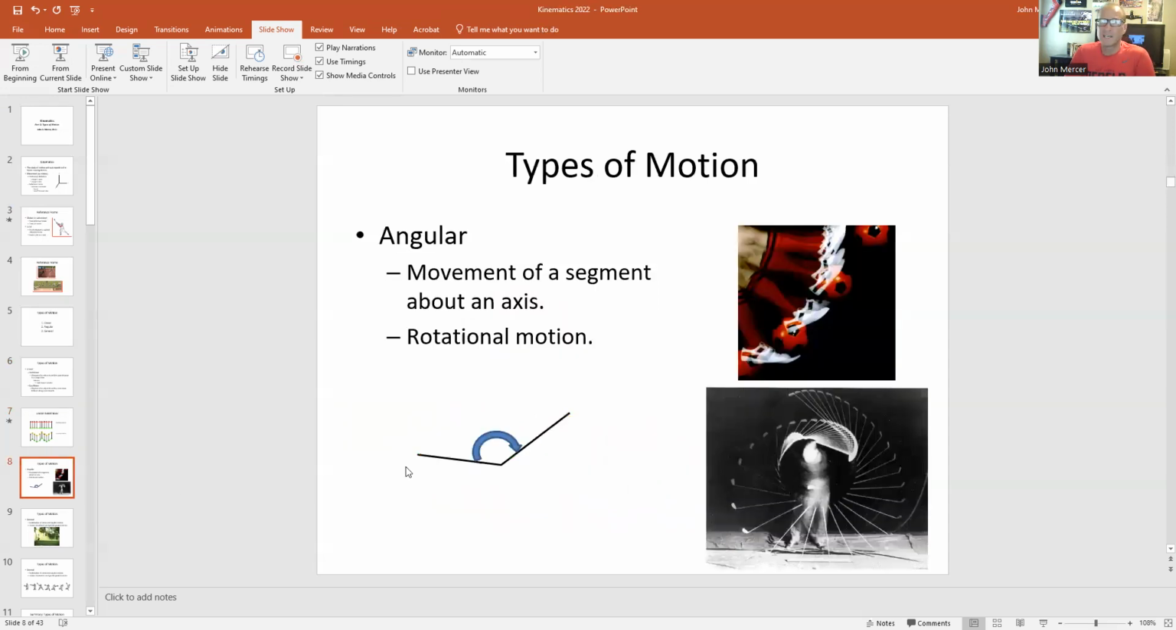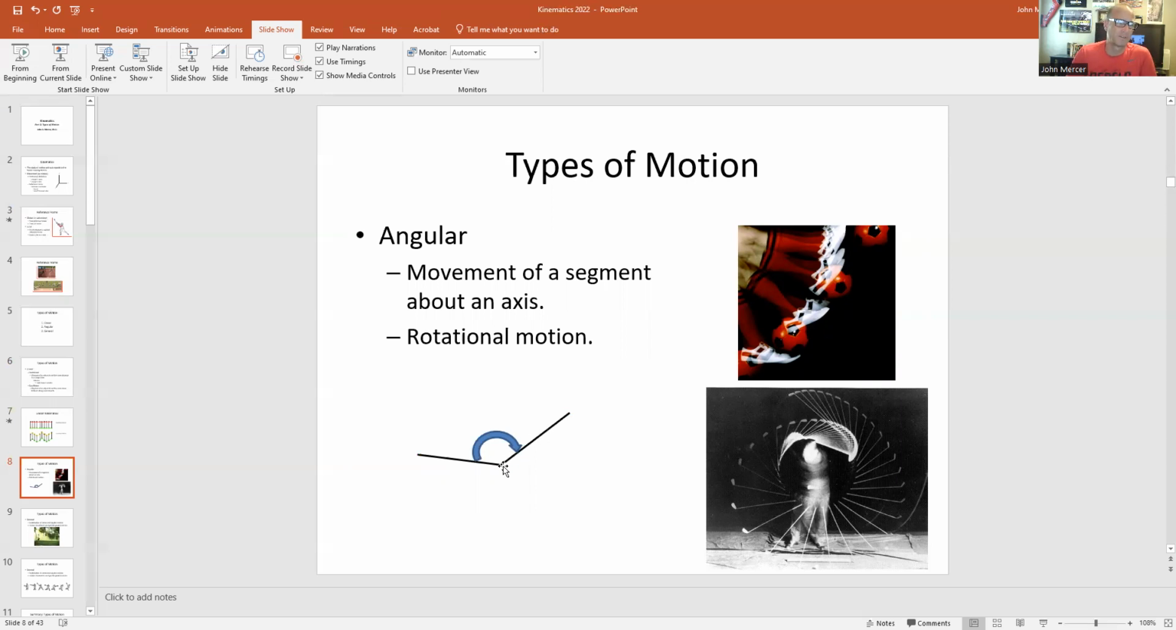All right, so that's the first type. The second type of motion is angular motion, and this is movement of a segment about an axis, or segments. It could be two segments moving, in the case of the human body. We have rotational motion as another way to describe this movement.